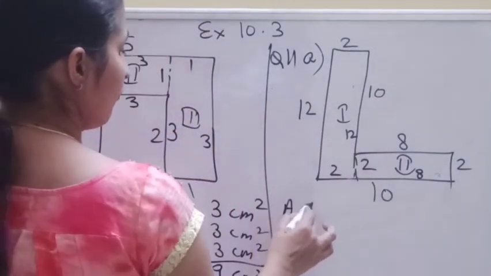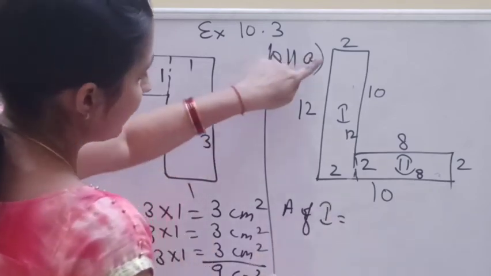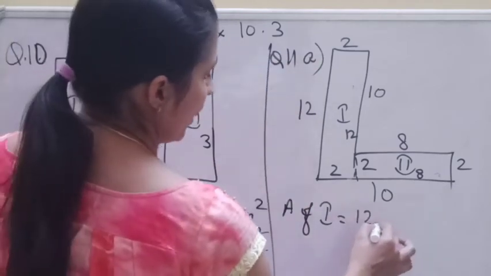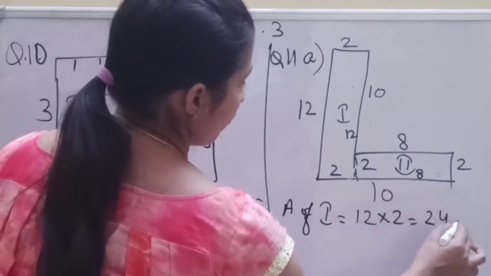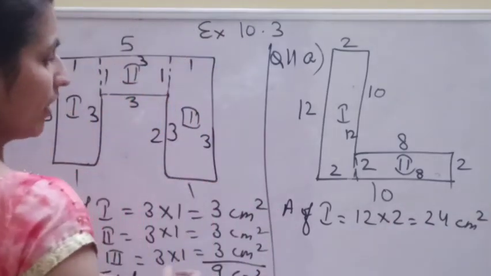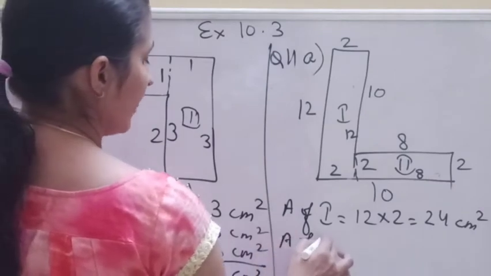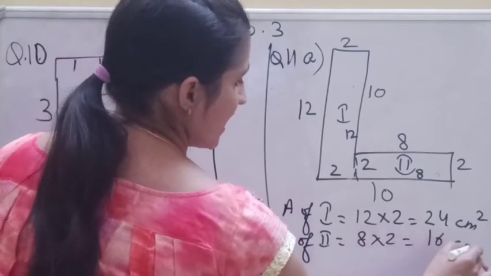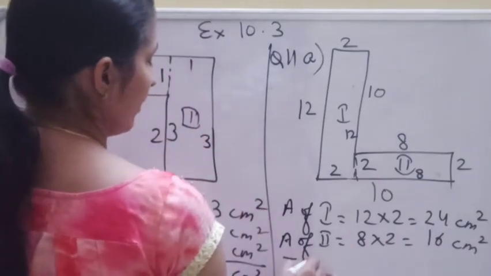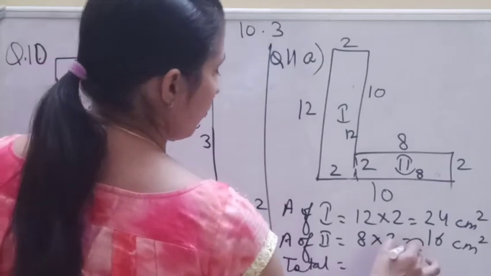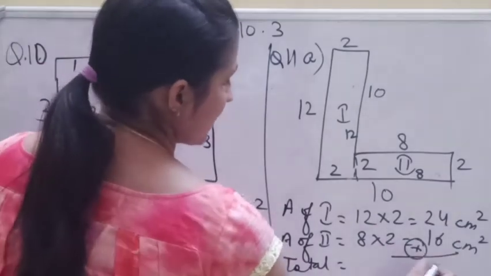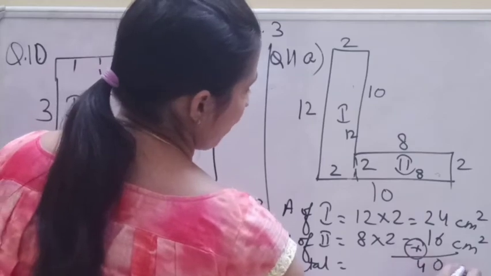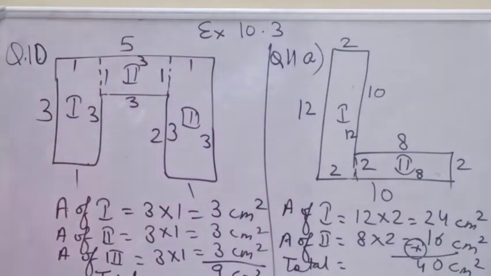So area of first rectangle, that is 12 and 2. So 12 into 2, that is 24 centimeter square. Area of second is 8 into 2, 8 twos are 16 centimeter square. For total we have to add. So 24 plus 16, that is 40 centimeter square. So this way you can find for your question number 11 part A.